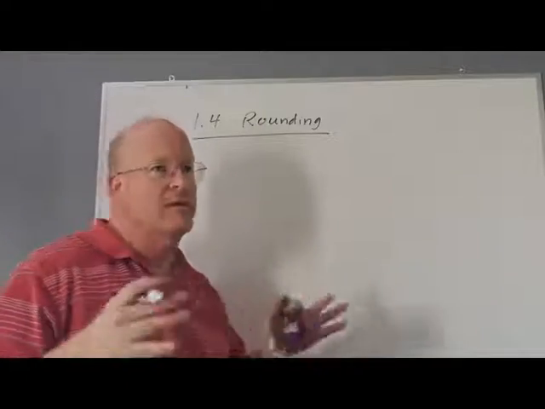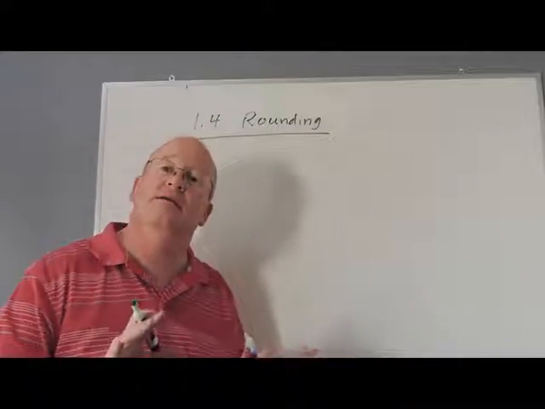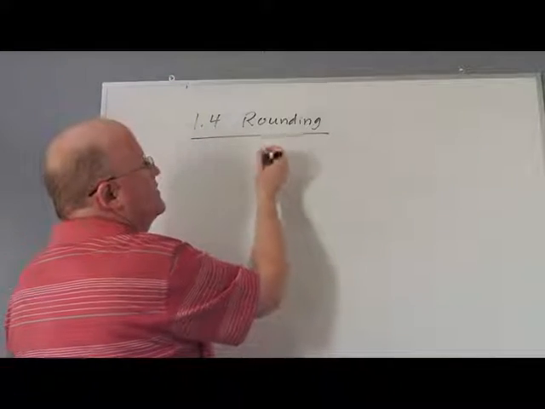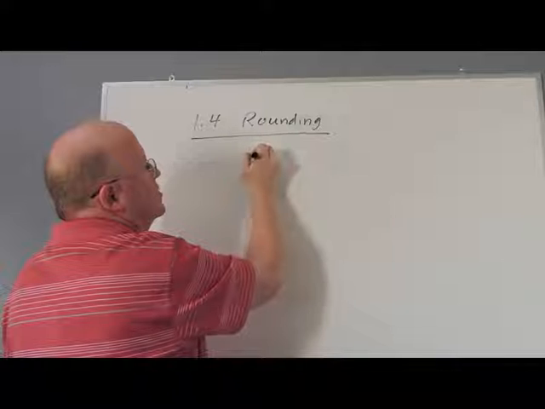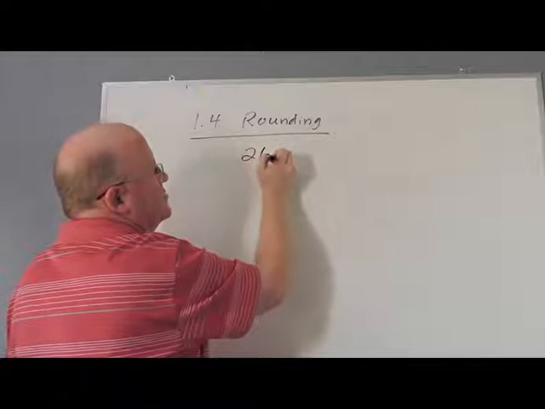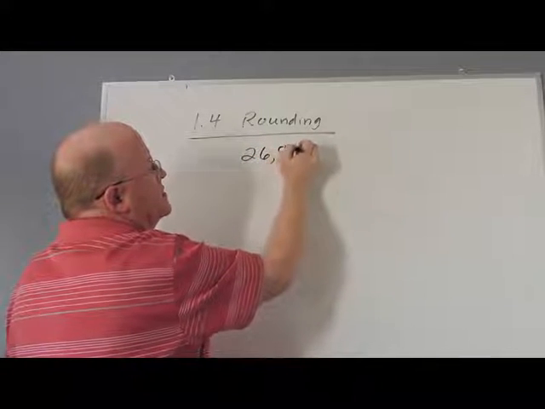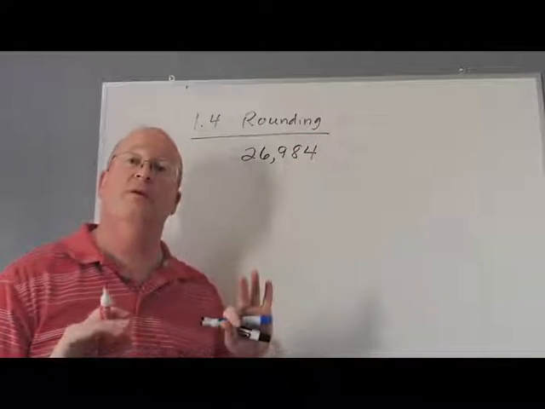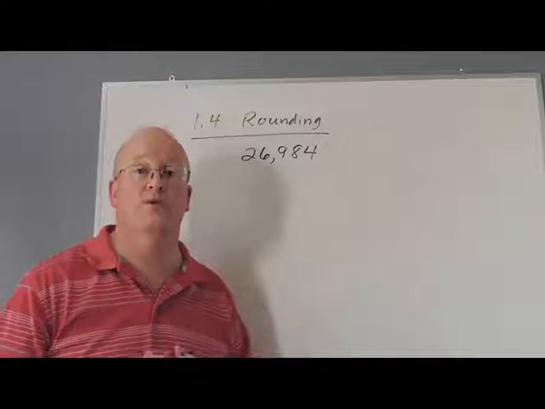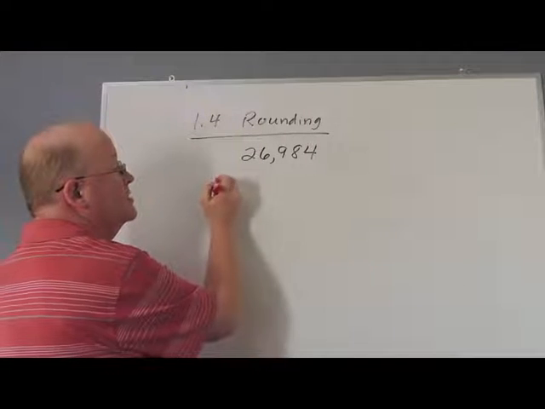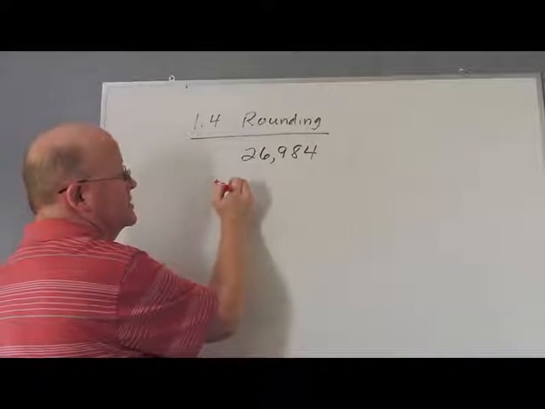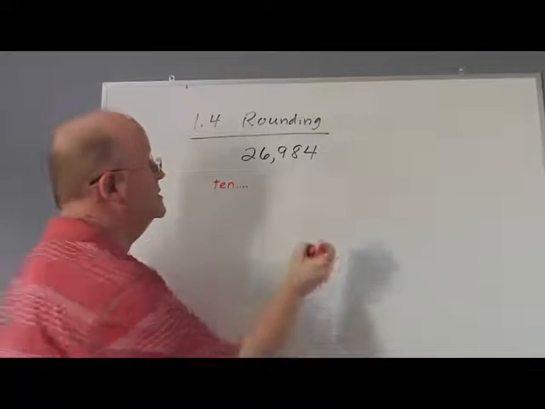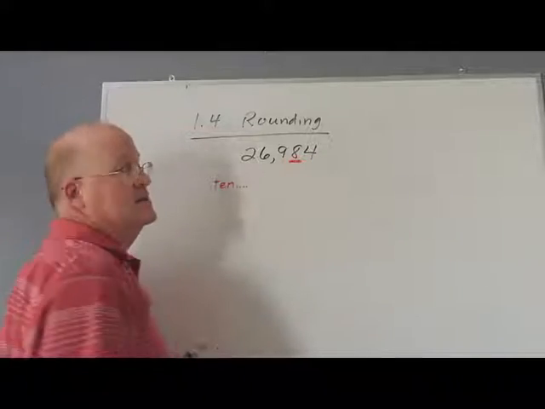And rounding, a lot of people say, oh, I've got that, that's easy. But when we really get down to it, we tend to have some problems. Let's say I have 26,984. The rules for rounding require you first to identify what digit you're rounding to. So if I'm rounding this to the nearest 10, I would need to identify the digit that's in the tens column. That would be the 8 in this case.